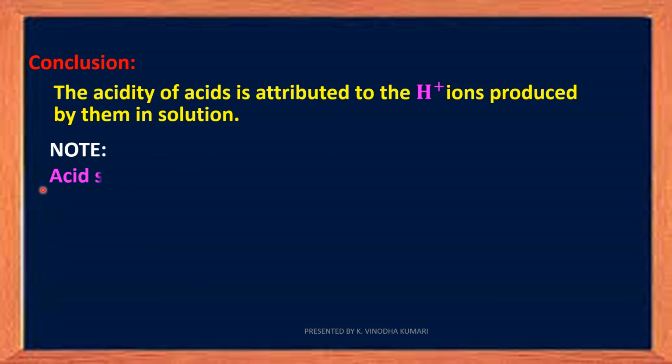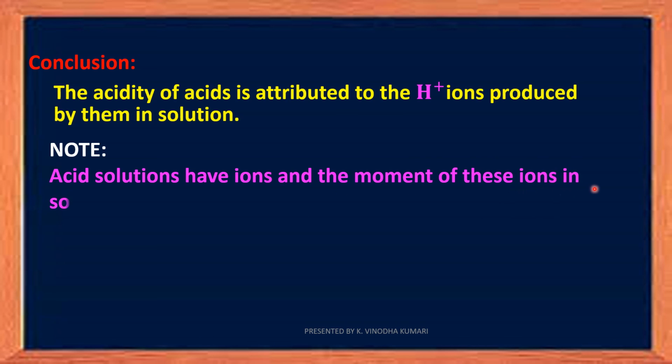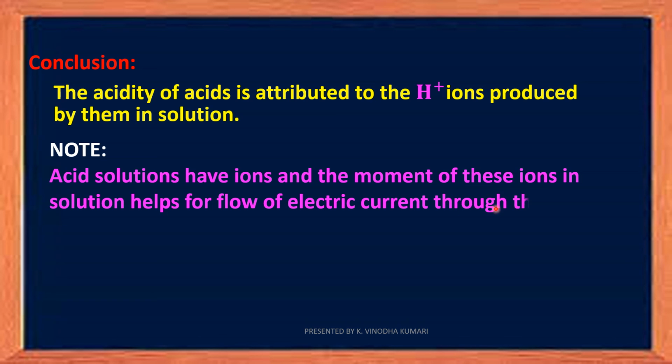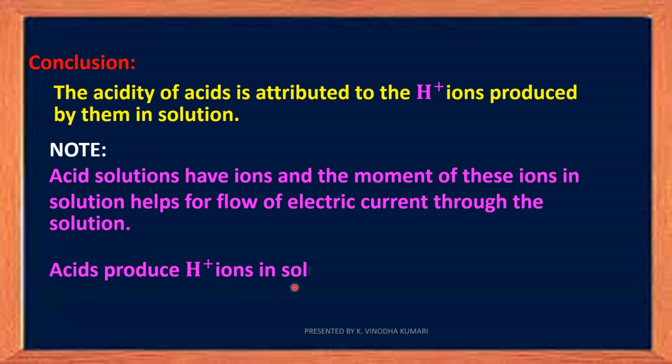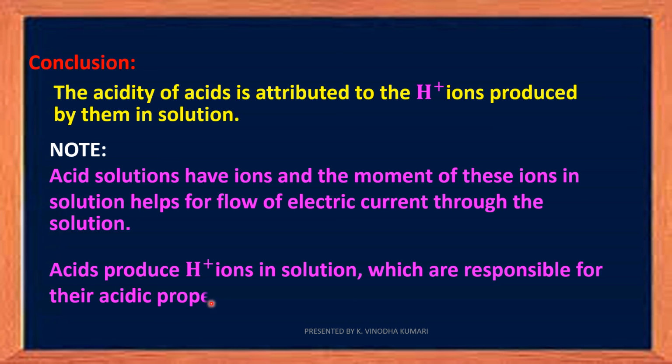And the thing is, acid solutions have ions, and the movement of these ions is responsible. The movement of these ions in solution will help for the flow of the current. This we have seen for HCl and H2SO4. That flow of current leads to the glow of the bulb. And another thing is, the acids produce H plus ions in solution, which are responsible for their acidic character, responsible for their acidic properties.